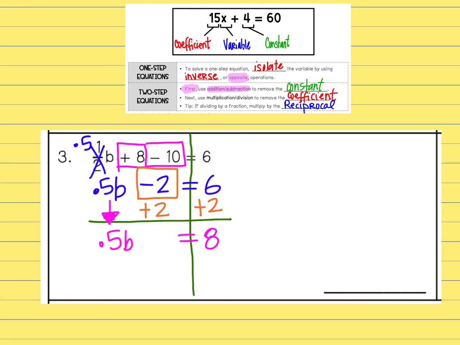Then the final step would be the opposite of multiply. 0.5b means multiply, so I'm going to say divide. I'm going to draw a dividing bar or a fraction bar and put 0.5 on both the left side and the right side. When I type this in my calculator, I type 8 divided by 0.5 equals, and you should get b equals 16.